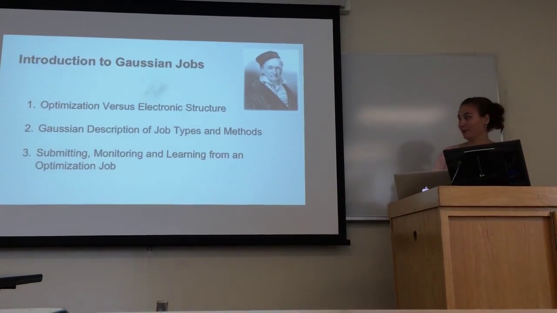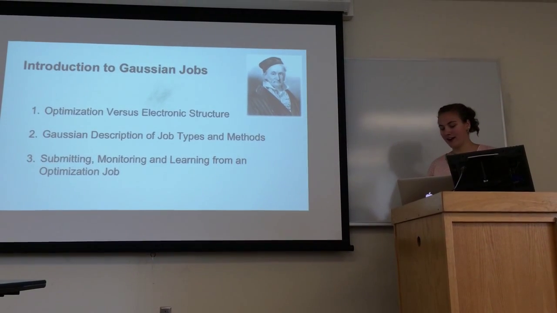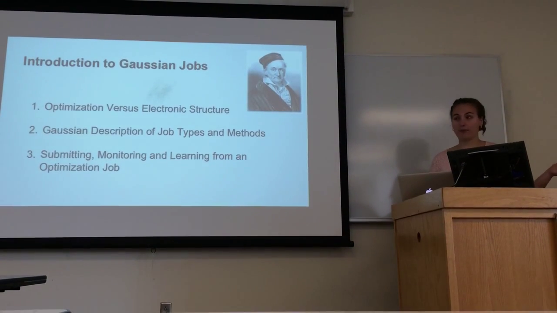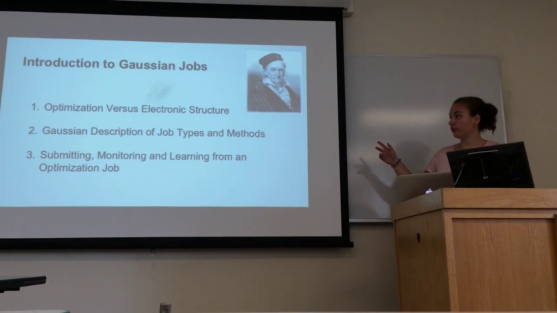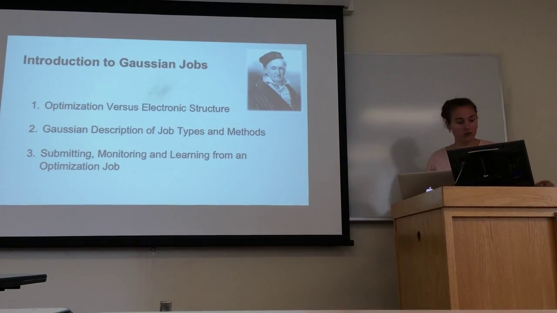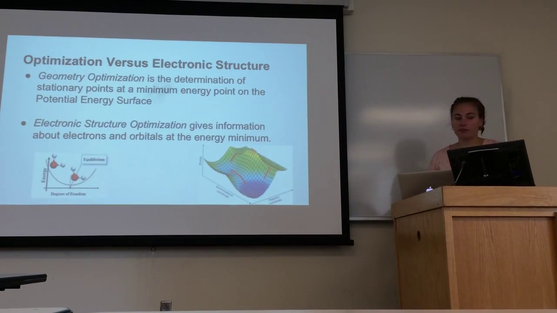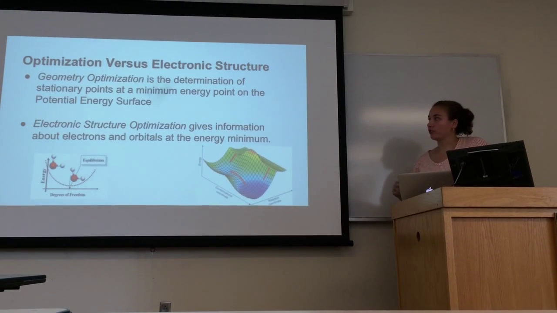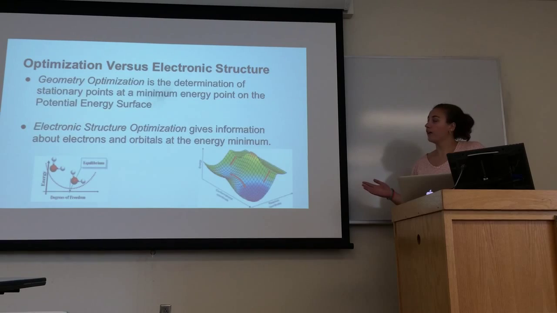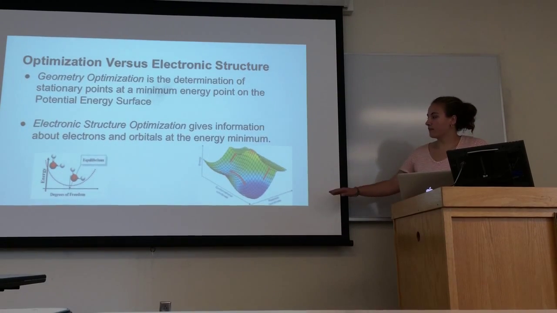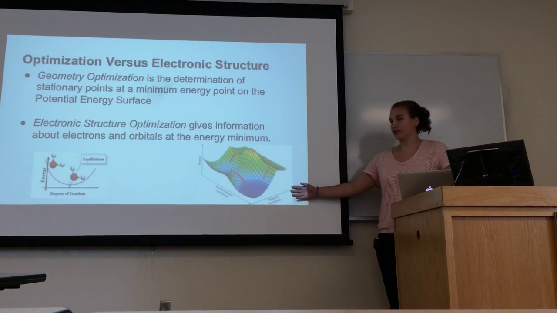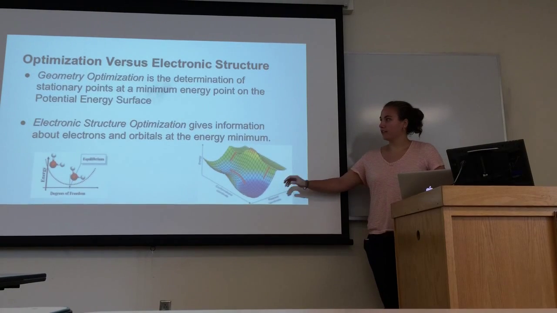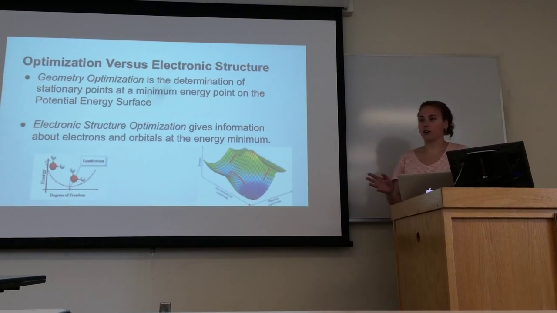Yep, I'm going to try and overview that really quickly. Just continuing the idea of optimization, I'm going to talk about these three things. So, optimization versus electronic structure. Geometry optimization is kind of just the points where at this minimum of the potential energy surface, that's where the stationary points on the molecule will fall.